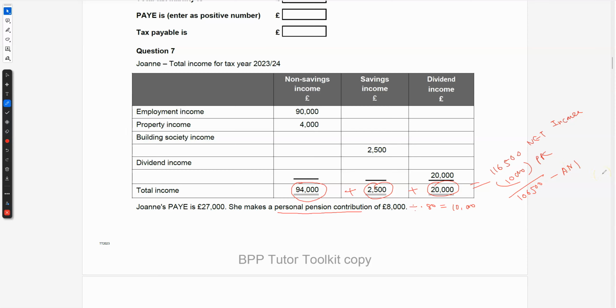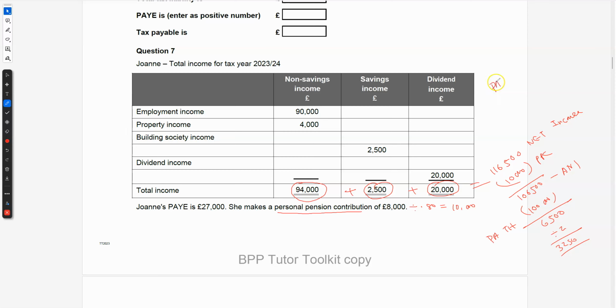ANI, adjusted net income. And from here I need to adjust my personal allowance threshold. So personal allowance threshold, that is always 100,000. If we minus that, we have 6,500. So 6,500, and for every £2, £1 will be reduced. So divide by 2. So 6,500 divided by 2, that's 3250. So this 3250 will be reduced from my total personal allowance.